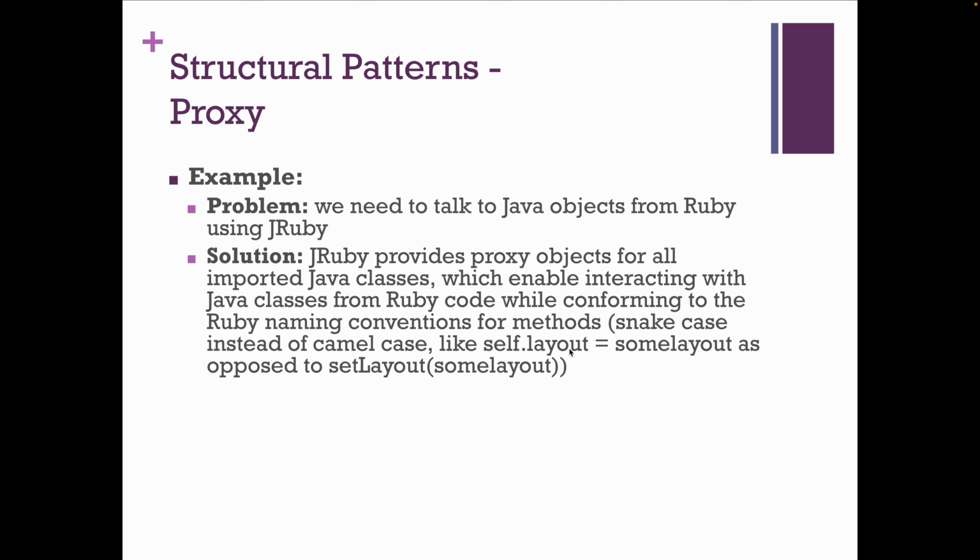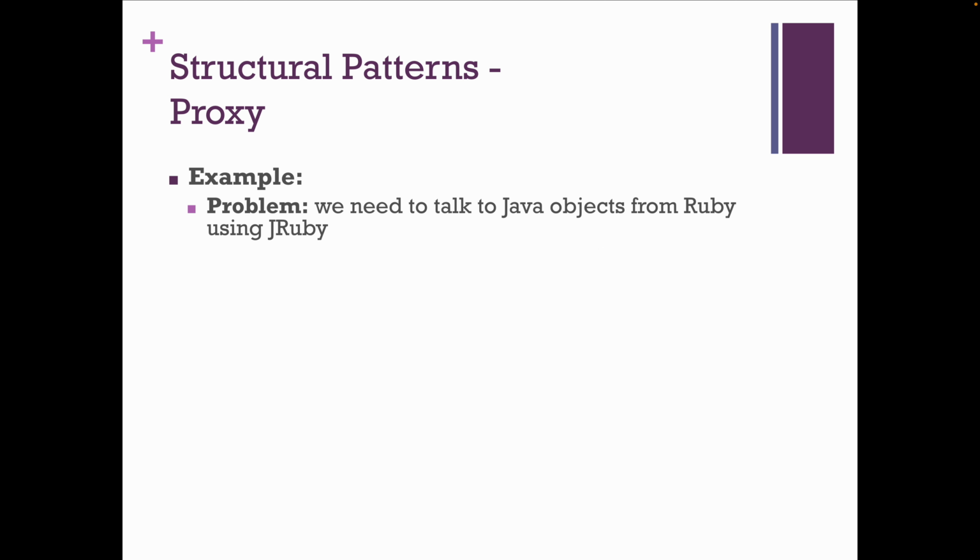So I can say self.layout equal instead of saying set layout, which is the Java way. So JRuby has intelligent proxies that will auto-convert the Java conventions to Ruby conventions. So that way you can just write Ruby while using all the libraries of Java at your disposal, which is awesome. That's how I built Glimmer DSL for SWT, because that one is using the Eclipse SWT library, which is a Java library for building GUI.